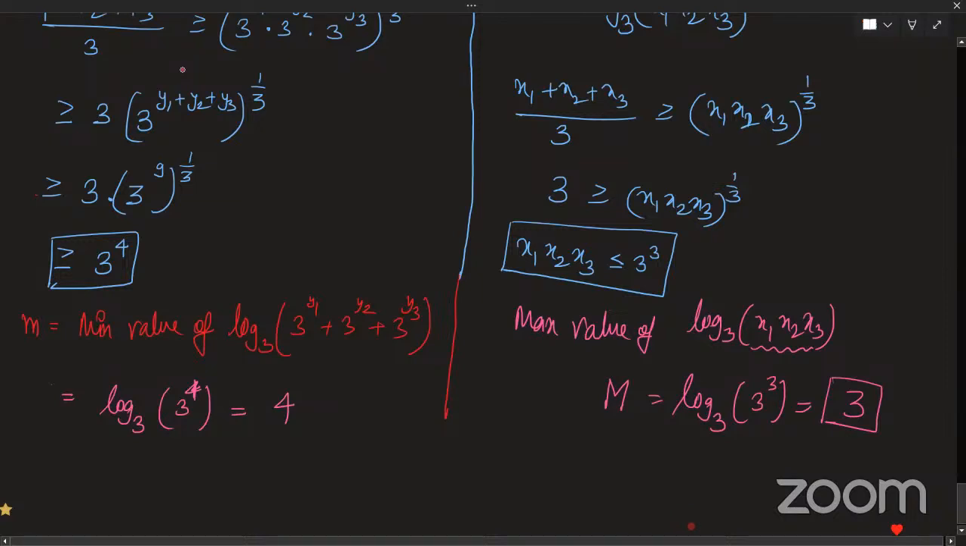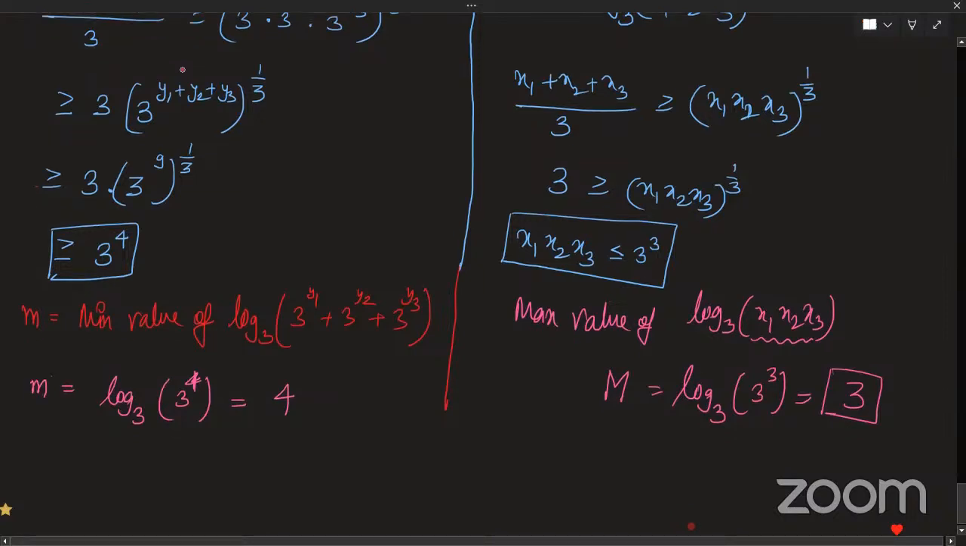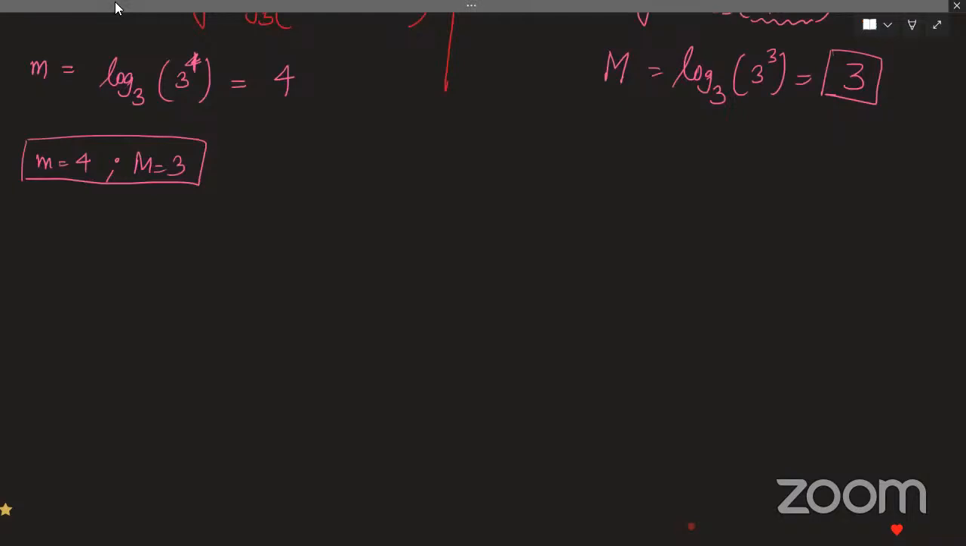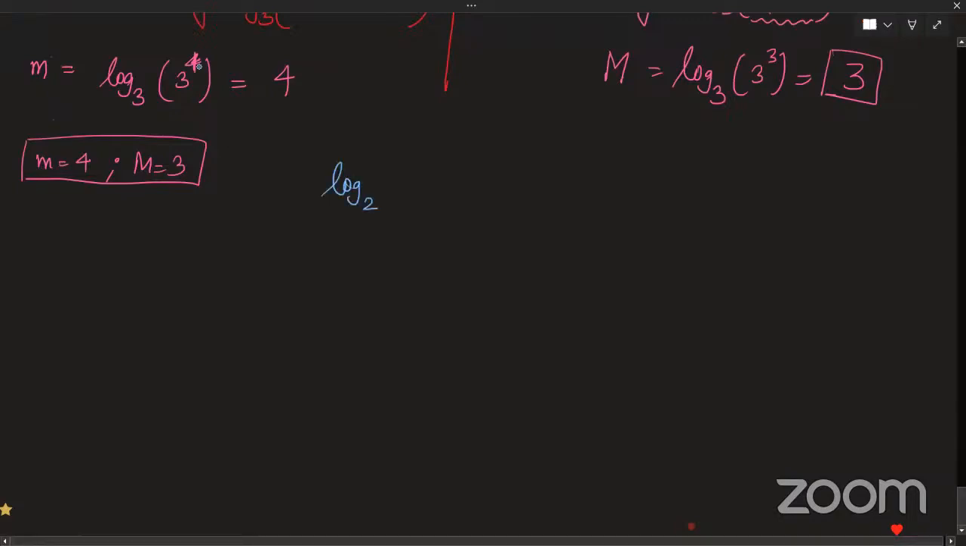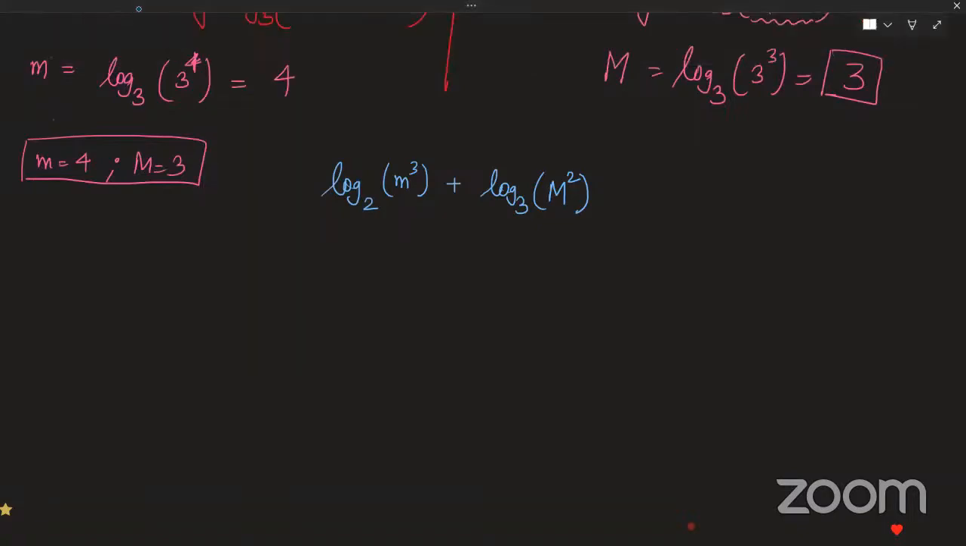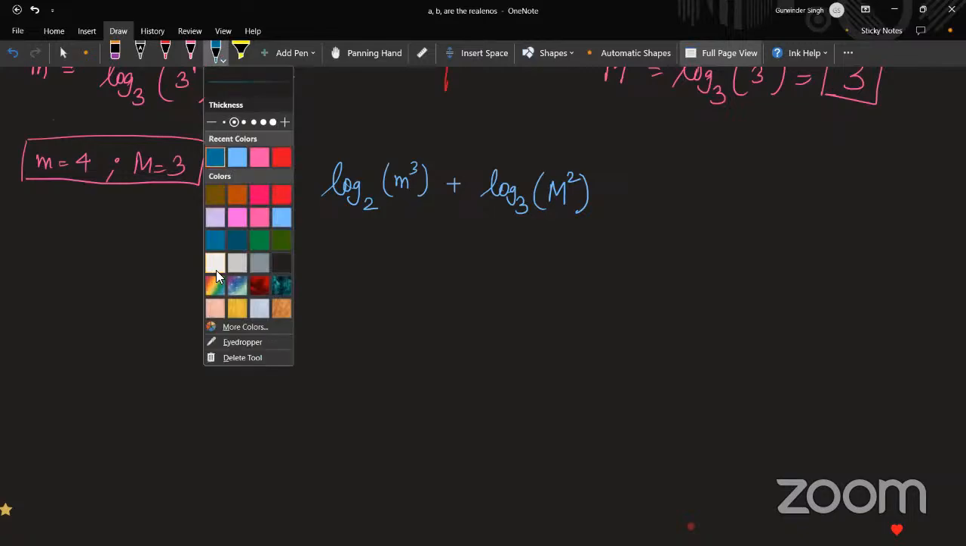And it is asking me to take this value as small m. So my capital M is 3 and my small m is 4, right? Now, actually, the question is really basic, but it has just gone into complications. And now it is asking me to report the value of log base 2 small m cube plus log base 3 capital M square. Can we do this, everyone?